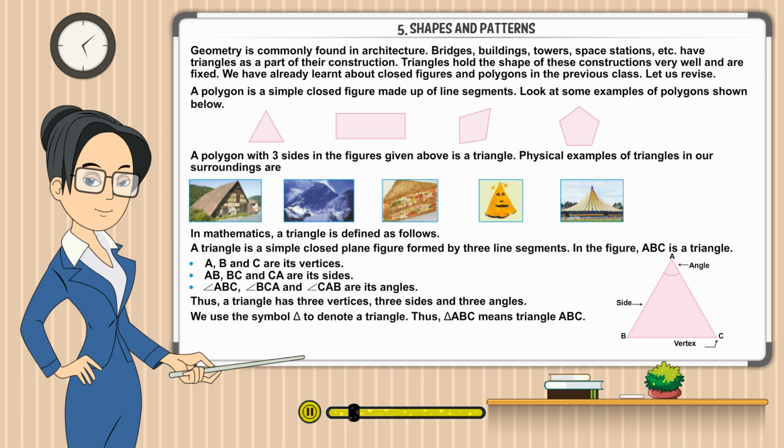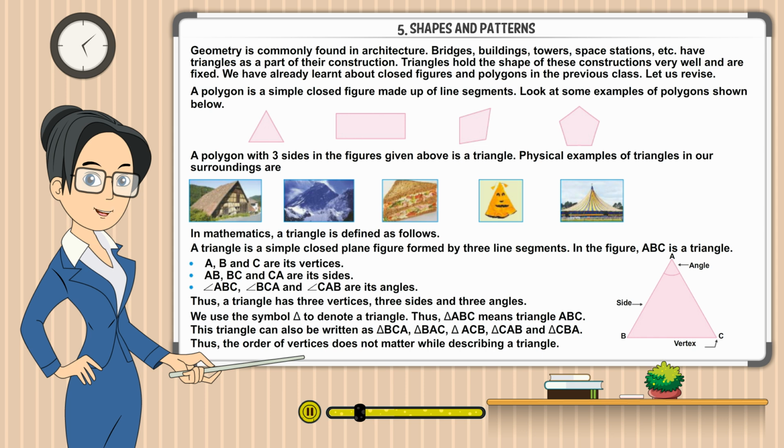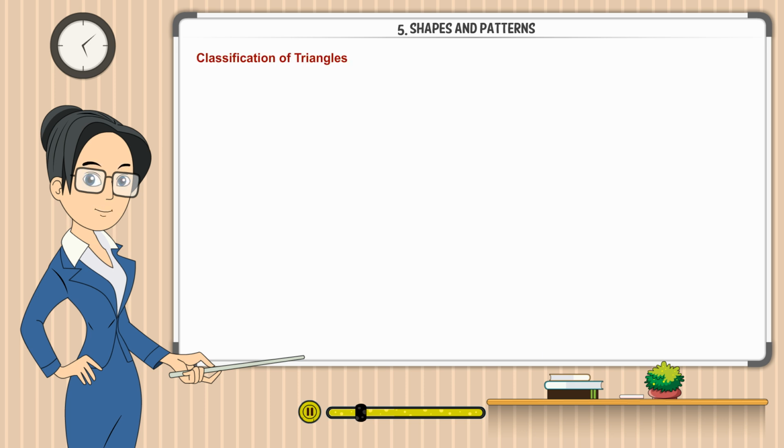We use the symbol triangle to denote a triangle. Thus, triangle ABC means triangle ABC. This triangle can also be written as triangle BCA, triangle BAC, triangle ACB, triangle CAB, and triangle CBA. Thus, the order of vertices does not matter while describing a triangle.